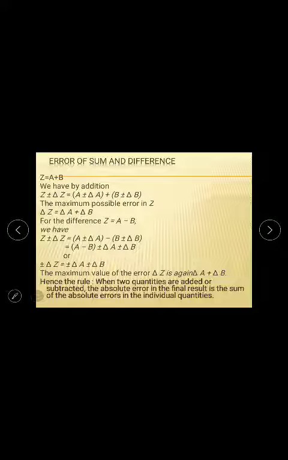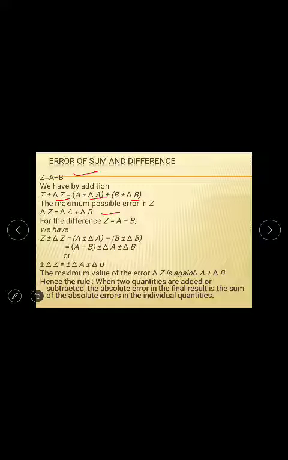So firstly we are considering the error of sum. Z is equal to A plus B. We have to add their absolute errors. Delta Z is the absolute error of Z, delta A is the absolute error of A and delta B is the absolute error of B. So we have added their absolute errors. So Z, we can write it like that: Z plus minus delta Z is equal to A plus minus delta A plus B plus minus delta B. So the maximum possible error in Z, if we write the equation for only the absolute error, is delta Z equals delta A plus delta B.